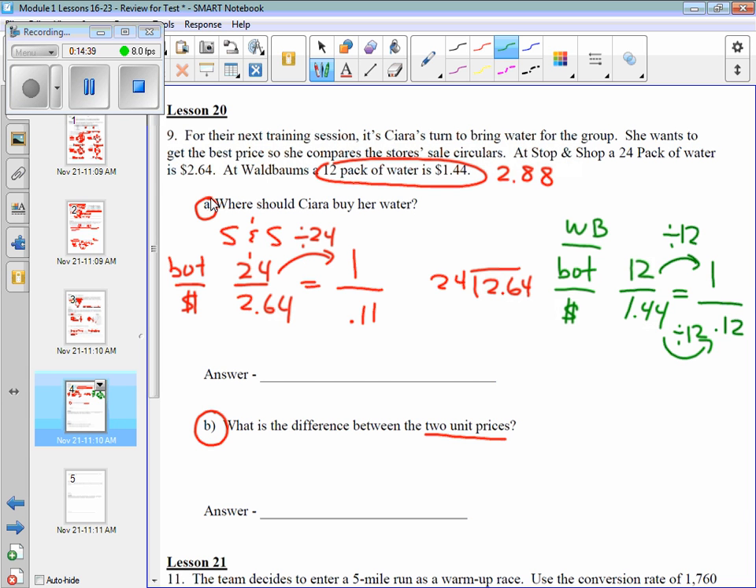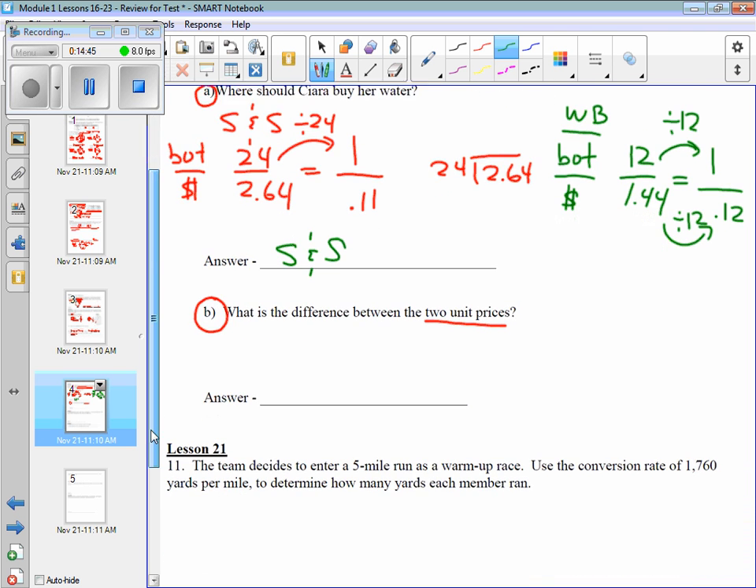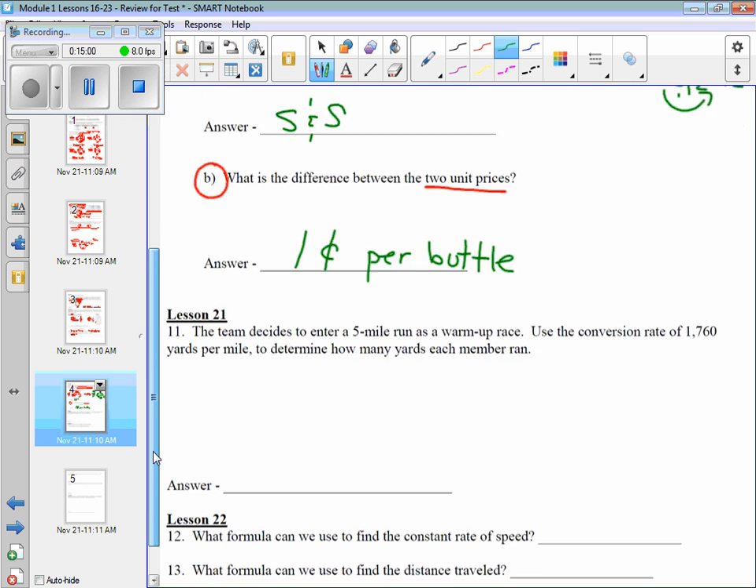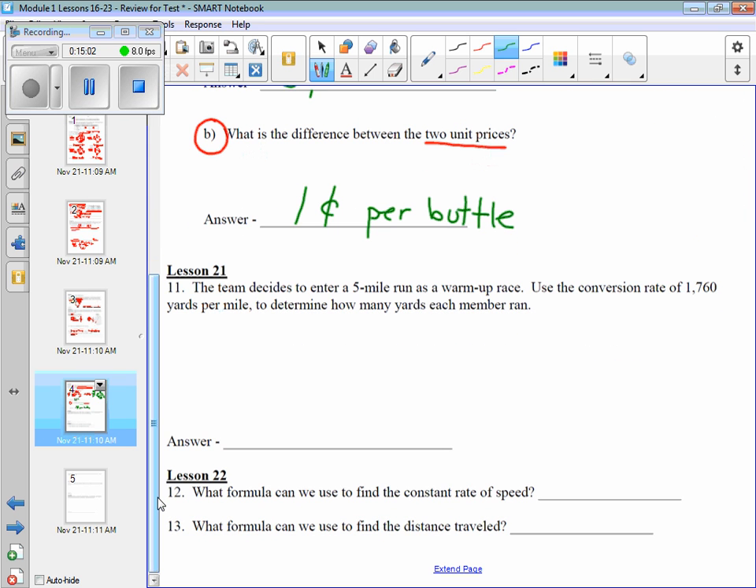Better deal is going to be Stop and Shop. And the difference between the 2 unit prices, it's not much, but it's only a 1 cent difference per bottle, but every penny counts. Okay, number 11. TRF again.